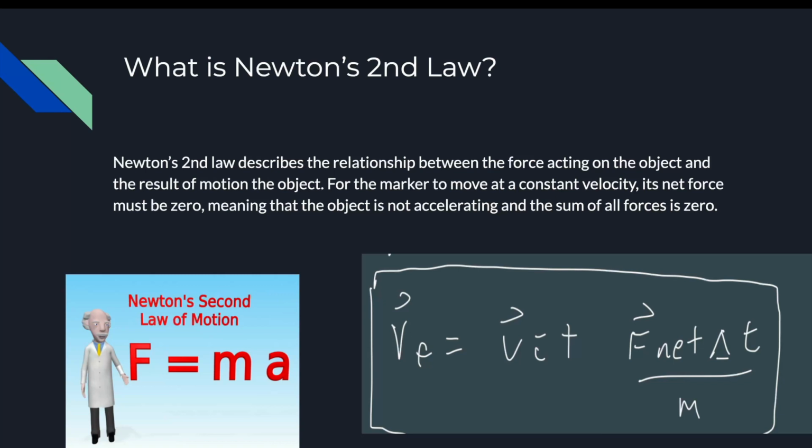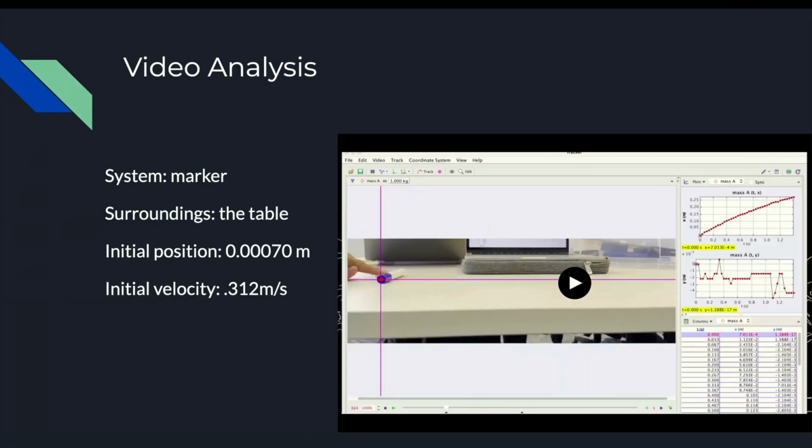And then the image describes Newton's second law, F equals ma, and this equation can be used to get the velocity update formula, which is v final equals v initial plus F net delta t over m. This equation will be used to predict the position of the marker in the computational model. Okay, so here's the video.